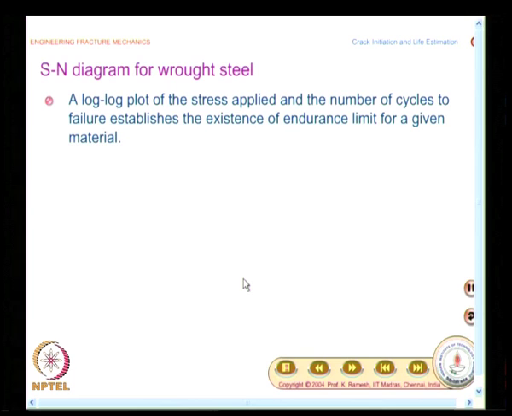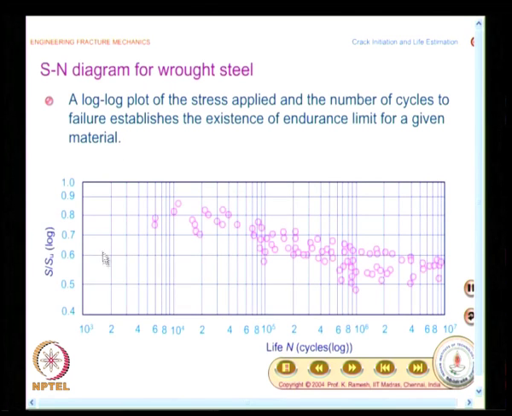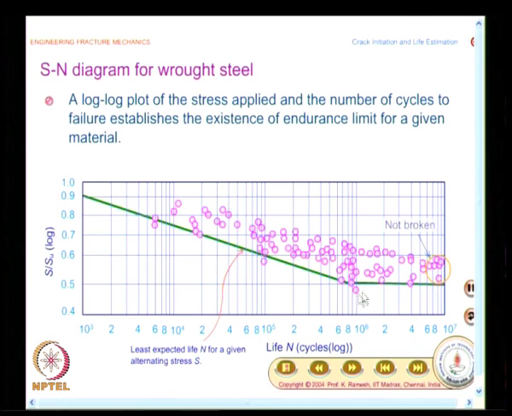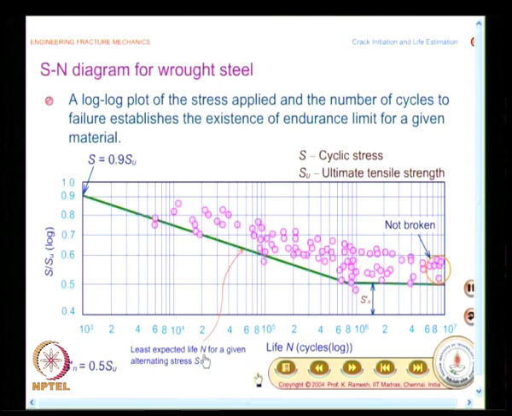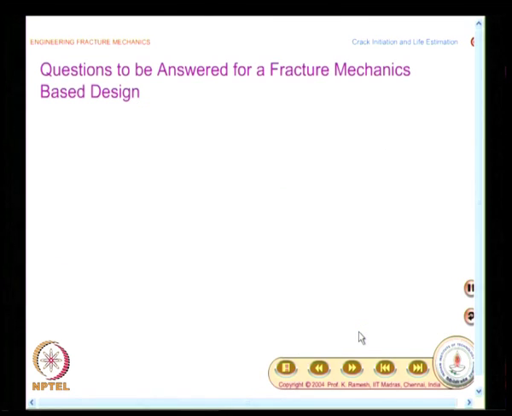Based on this, you have collected data from a fatigue test, and the famous SN diagram for a typical steel is given. It is a log plot, and you will have a scatter. Any properly conducted test would have scatter, and you draw a line which is the least expected life N for a given alternating stress S, and you find out what is the endurance limit, and this is how you have proceeded in a conventional fatigue test approach. Fatigue based design, you will do only this.